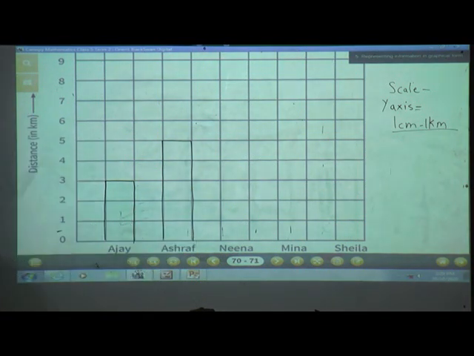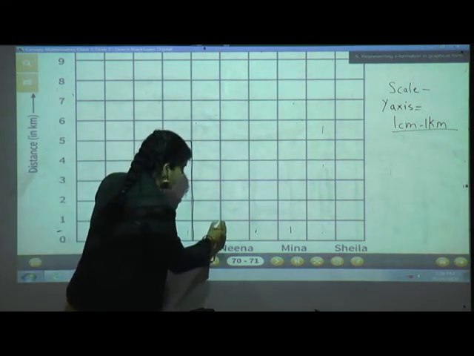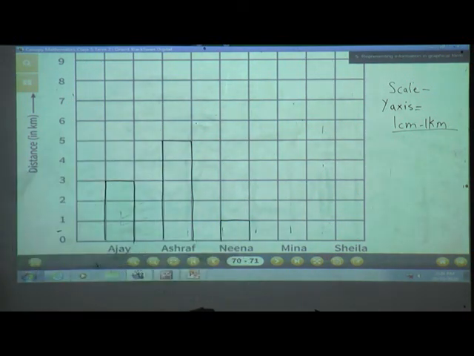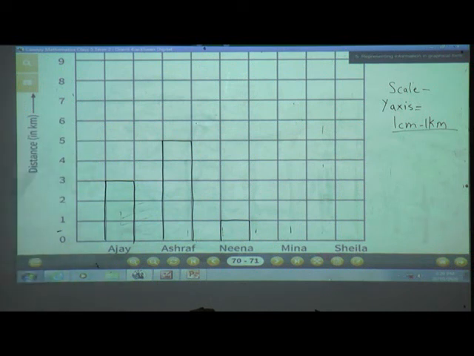Now Meena. So Meena 1 kilometer. Here is 1 kilometer and here is Meena. Now Meena. So distance from Meena's home to school is 10 kilometers. So where is 10? Here.